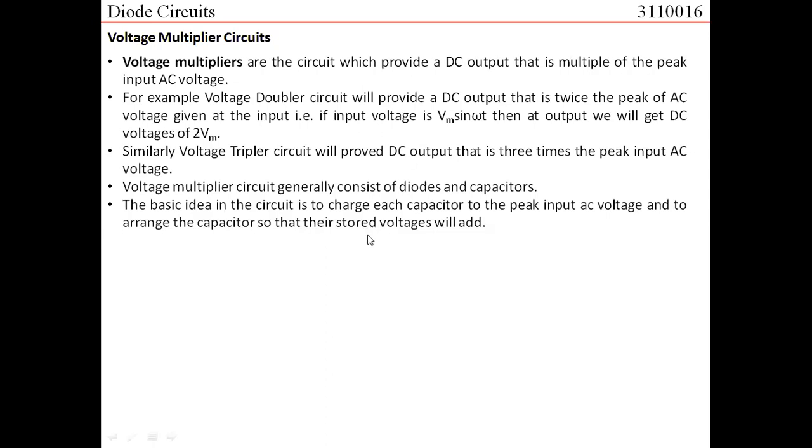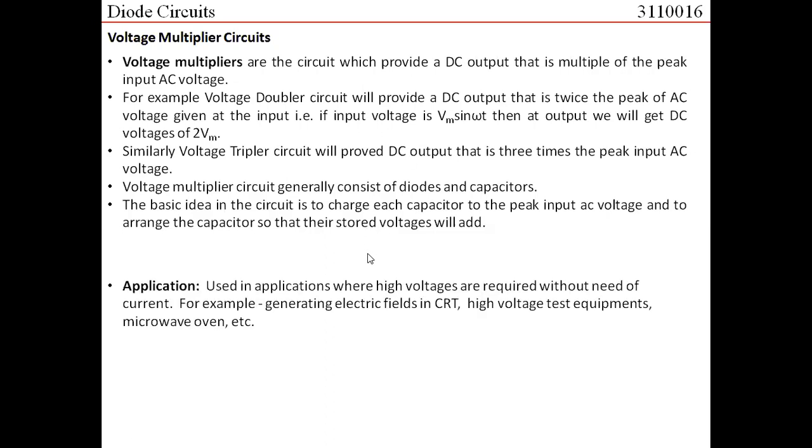Where do we find applications of such voltage multiplier circuits? These are used in many applications where we need high voltages from a relatively limited input voltage, but such applications do not need high current. So what is multiplied is only the voltage and not the power. Once again, voltage multiplier circuits are used where we require high voltages to be generated without the need of more current.